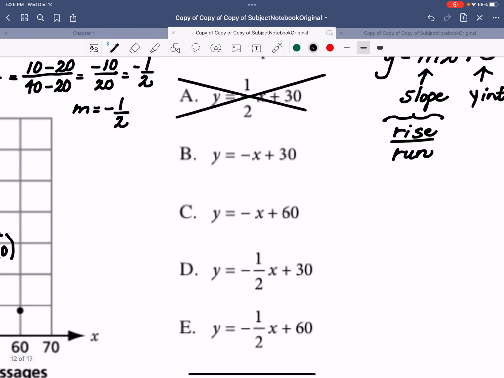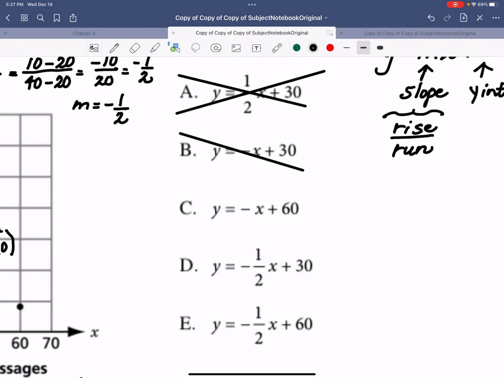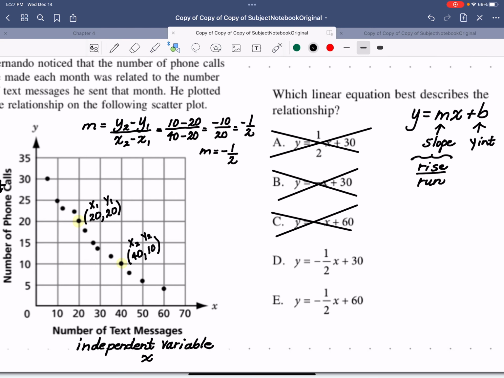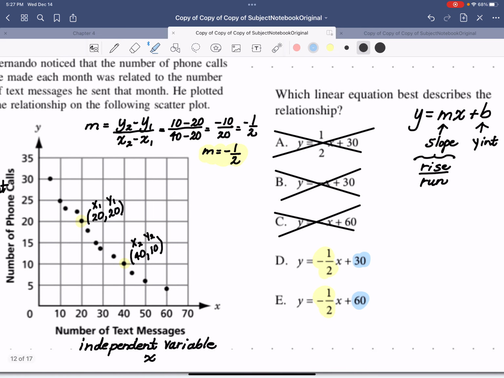So I can eliminate B and C. Those both have -1 for the slope. And then we need to estimate this intercept. Now, let me point out to you first of all, here's the slope, here's the slope. So either of these has the right slope. Look at your intercept and decide, are we closer to 30 or 60 on the y-axis?